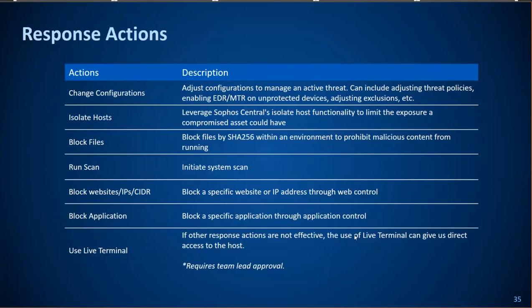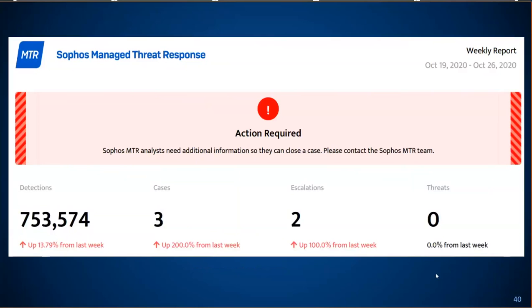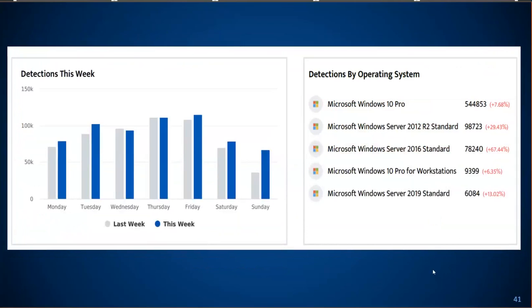Following are the response actions which will be taken care of by the MTR team. It can be a change of configuration, isolating the host, blocking files, running a scan, etc. This is the weekly report sample which you will get every week, so that you can proactively see what is going on in your network.